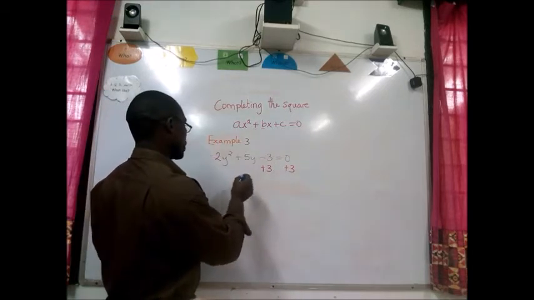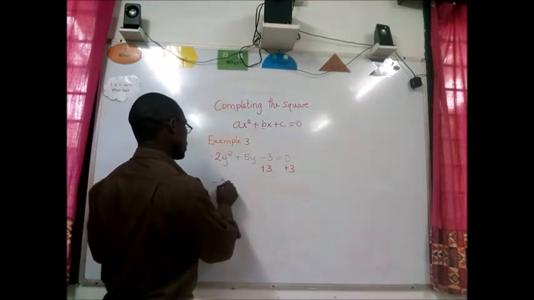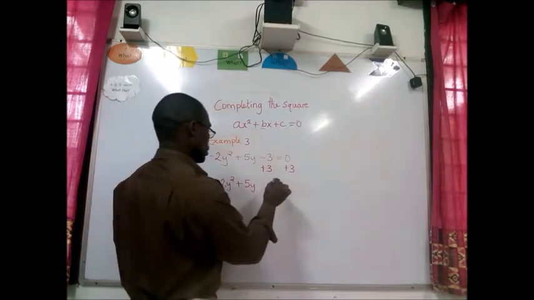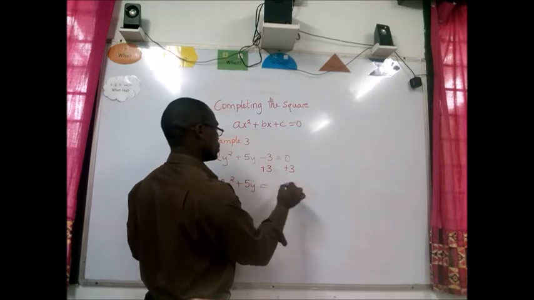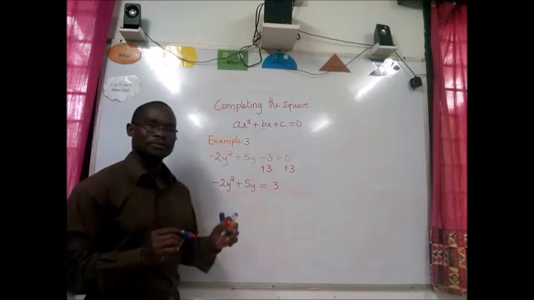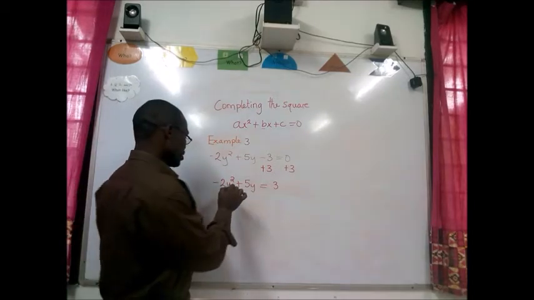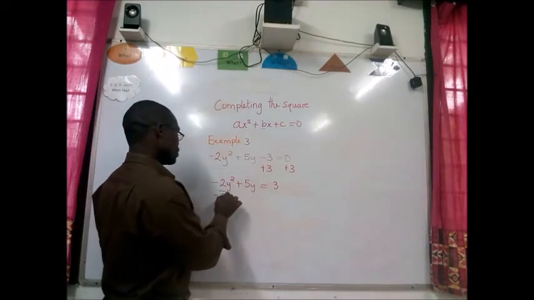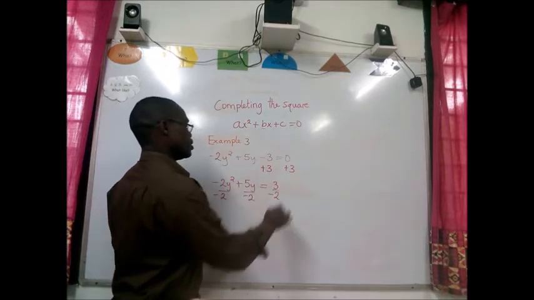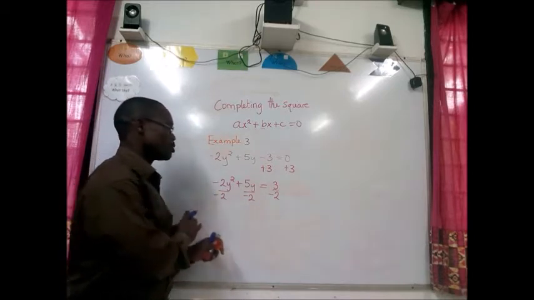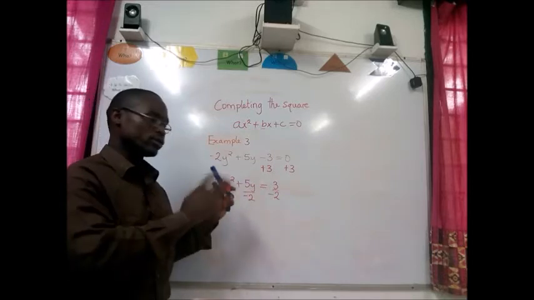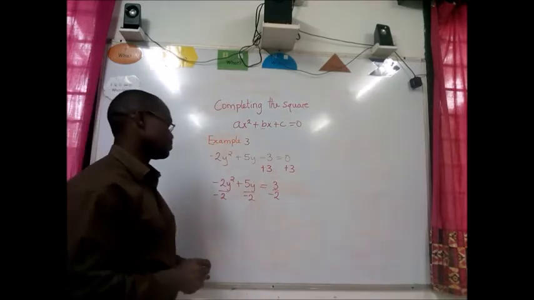And then we get a new expression, negative 2y squared plus 5y is equal to positive 3. See there, positive 3. Then you divide by negative 2, negative 2, negative 2, all terms on the other sides too. Both sides and all terms you should divide by negative 2.